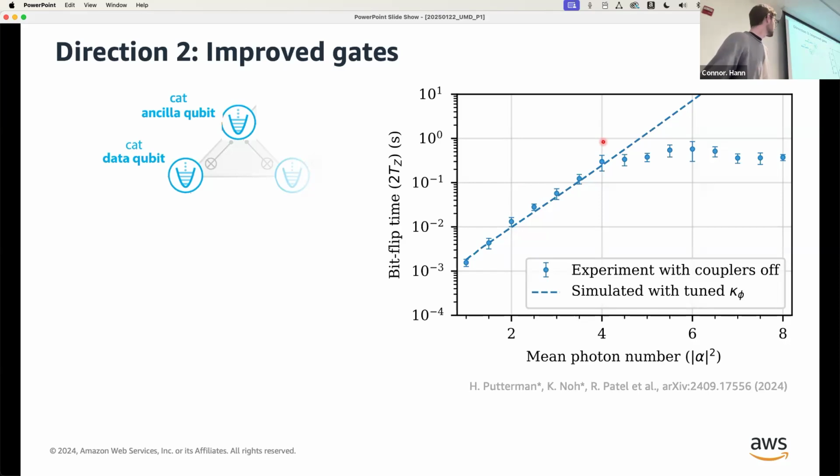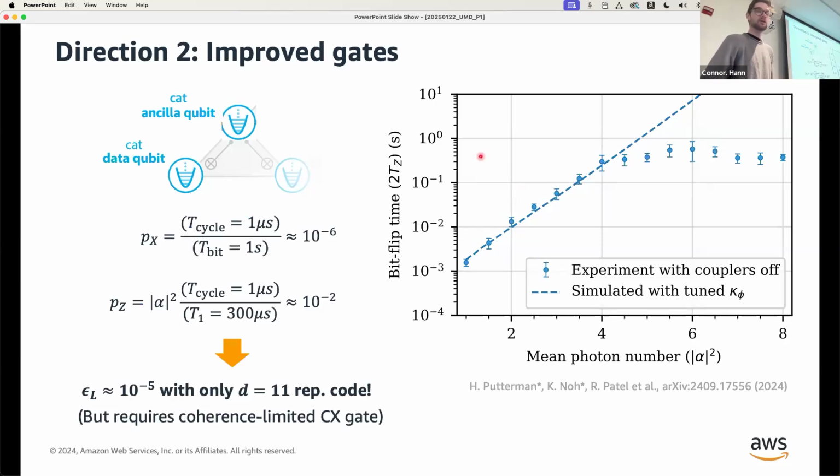That's pretty exciting. So just to, if we suppose then that we had CX gates between these cat qubits that we could perform that were only limited by the coherence of these cat qubits themselves, so these roughly 1 second bit flip times that you could achieve, if you plug in some numbers here, what you find is that you could reach logical errors on the order of 10 to the minus 5 with a repetition code containing only d equals 11 cats. I think what's remarkable about that is it's a very small overhead to reach such a low logical error.